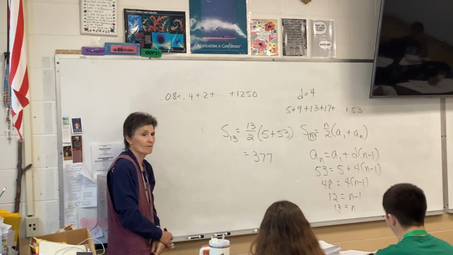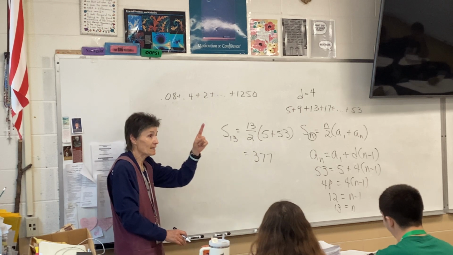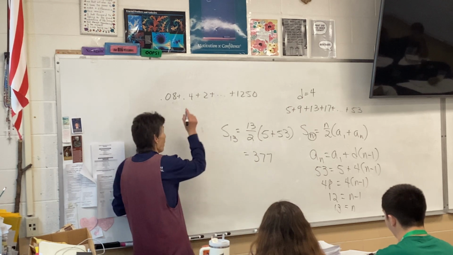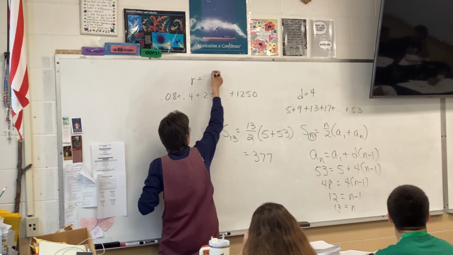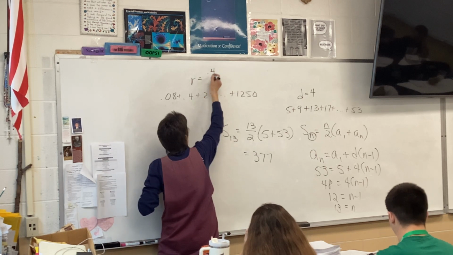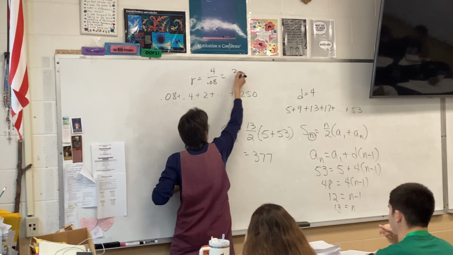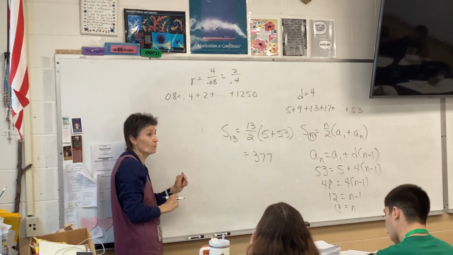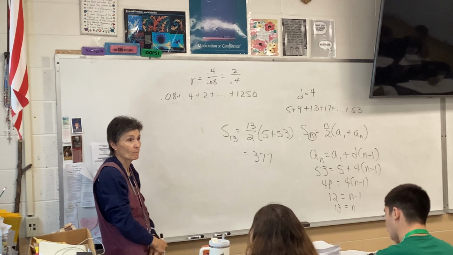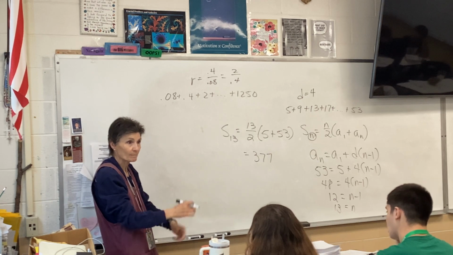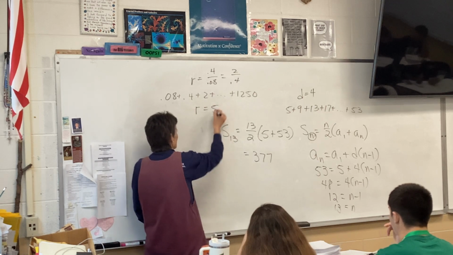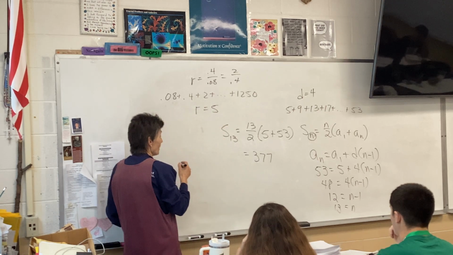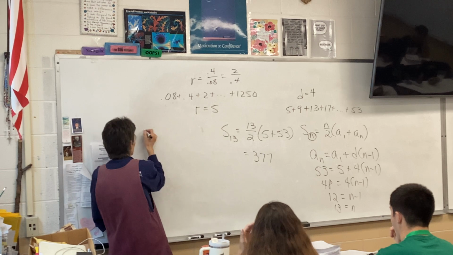How did you guys figure out 5? You divided the numbers, because r is a ratio: 0.4 over 0.08 or 2 over 0.4, whichever set you want to use. That's how you find what you're multiplying by. You divide them. So r is 5. Perfect. Now, since r is 5, I'll use my geometric formula.